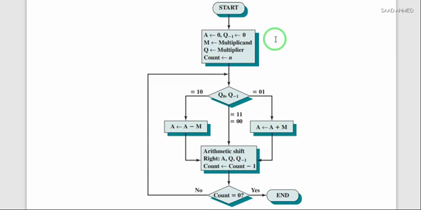You can see we have already reserved some registers here, and we have a multiplicand. As you already know, the other one is the multiplier by which we are going to multiply, and there is a count, which is used to make sure that you perform the actual number of steps, the cycles. And then we have A, which will be initialized as 0, and Q minus 1 will be initialized as 0.